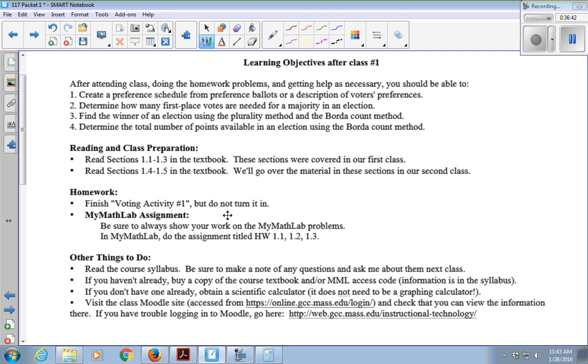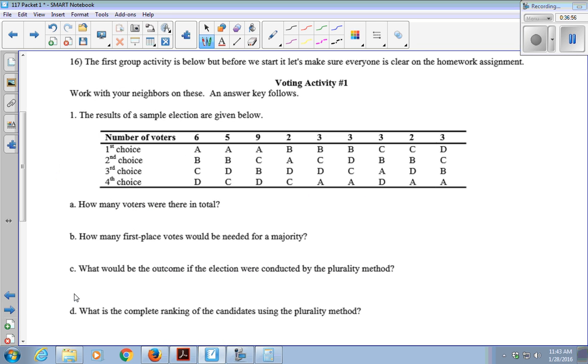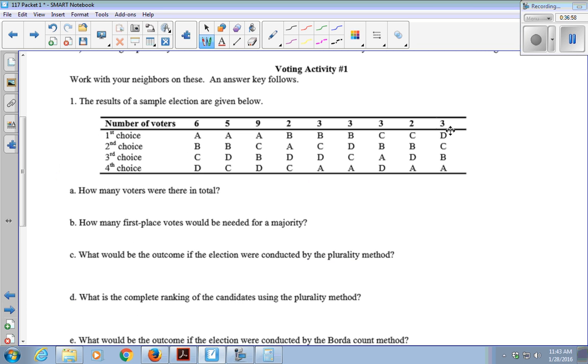For tonight, it's to read the syllabus, make sure you have the book and a calculator, and visit the class Moodle site. Okay. All right, so I'm going to have you get started working on the class activities. Voting activity number 1, and I'll circulate and answer questions. No, it's just in MyMathLab.